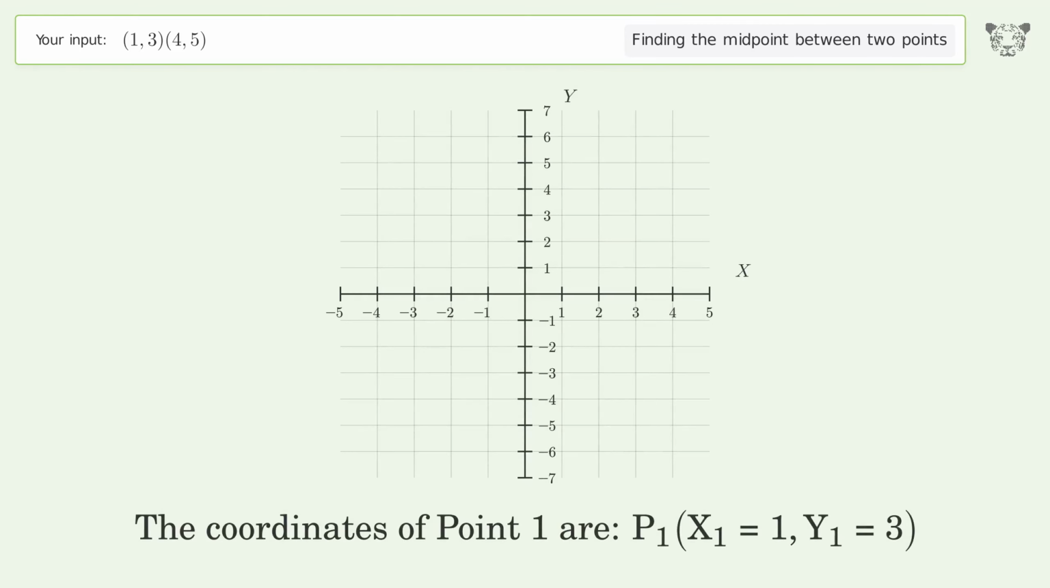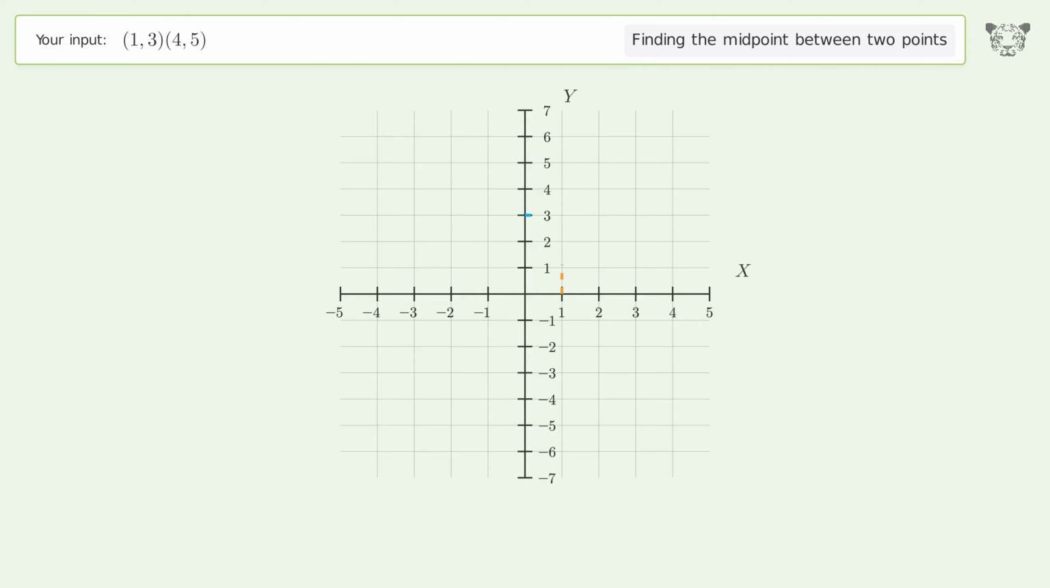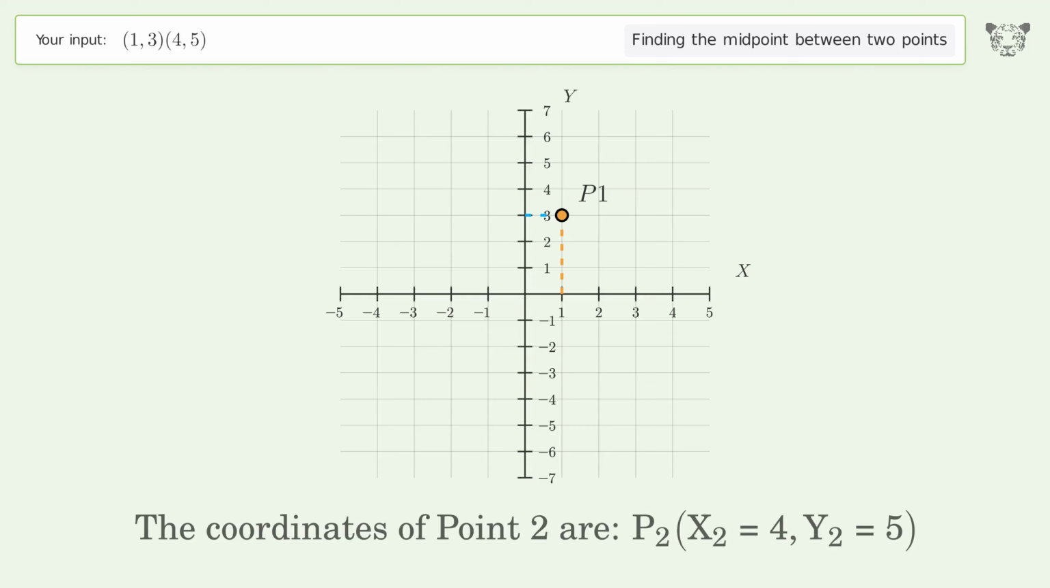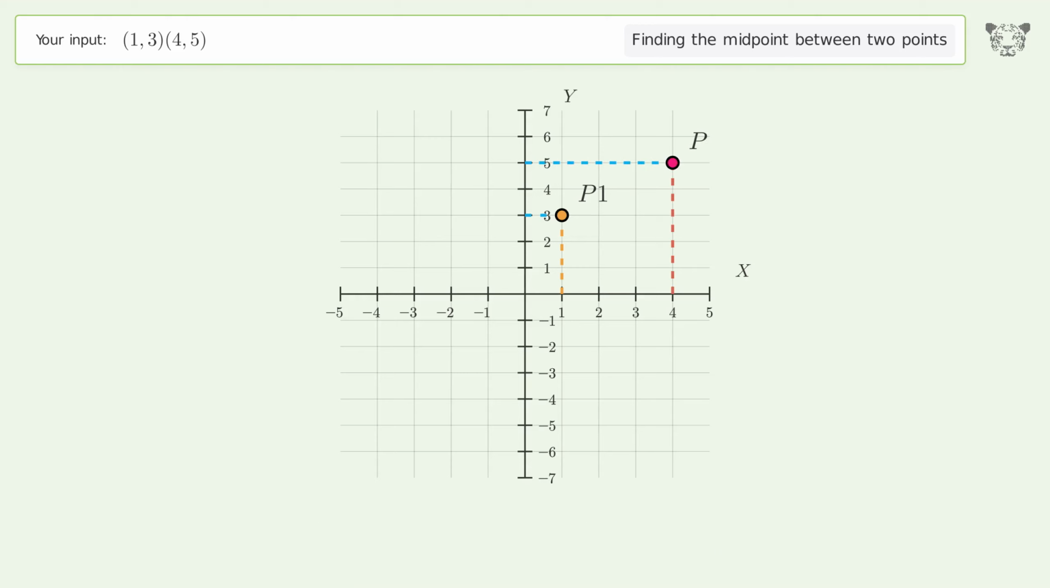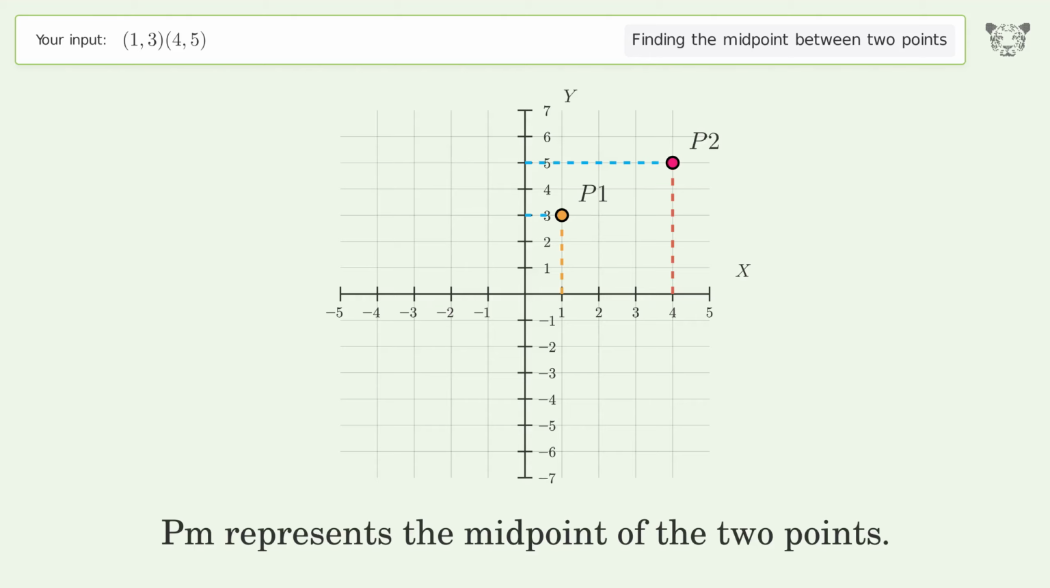The coordinates of point 1 are x1 equals 1, y1 equals 3. The coordinates of point 2 are x2 equals 4, y2 equals 5. PM represents the midpoint of the 2 points.